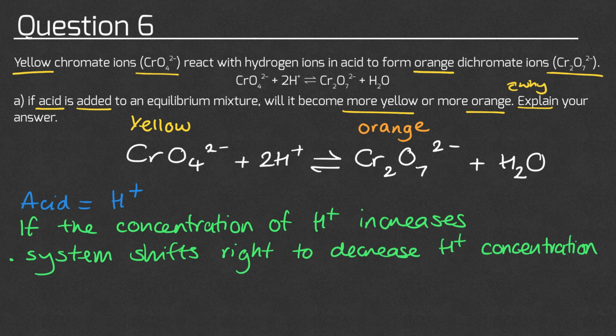So if the concentration of H+ increases, the system is going to want to shift to decrease the H+ concentration. Well, the H+ is on the left-hand side, and there's no H+ on the right-hand side. So if we want to reduce the amount of H+ in the solution, we're going to have to move to the side where there's no H+. Therefore, we're going to shift to the right.